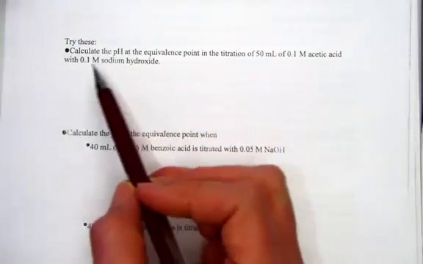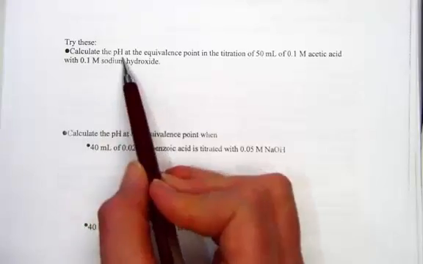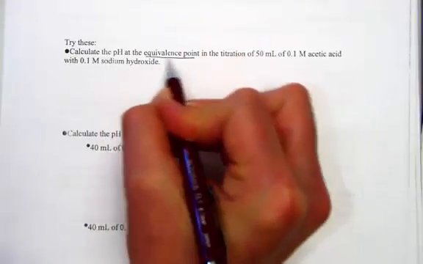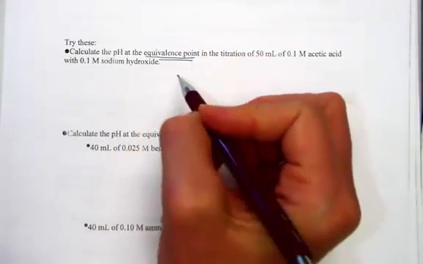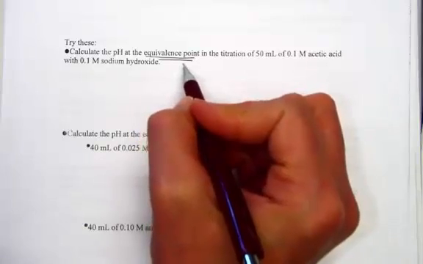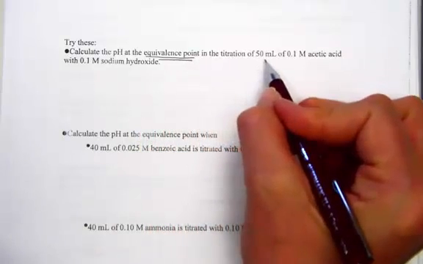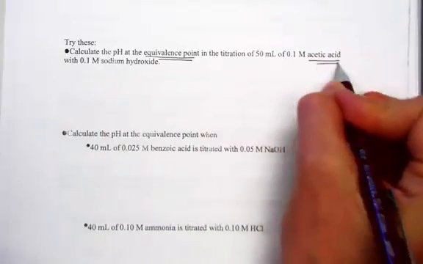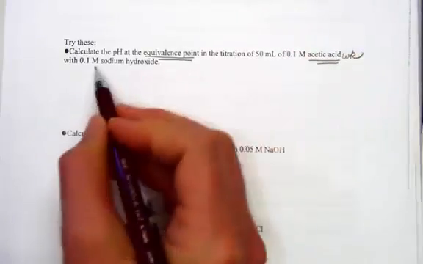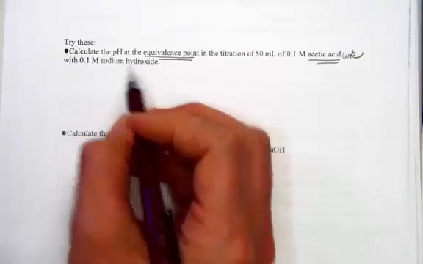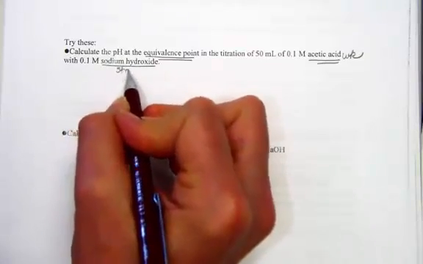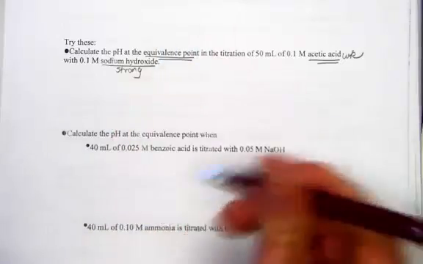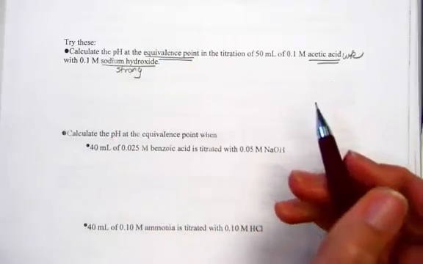Let's try these in the next one. Calculate the pH at the equivalence point, the very definition where moles of acid equal moles of base. We're titrating 50 mils of a 0.1 molar acetic acid, which is a weak acid, with 0.1 molar sodium hydroxide, a strong base. Weak acid with strong base at the equivalence point.